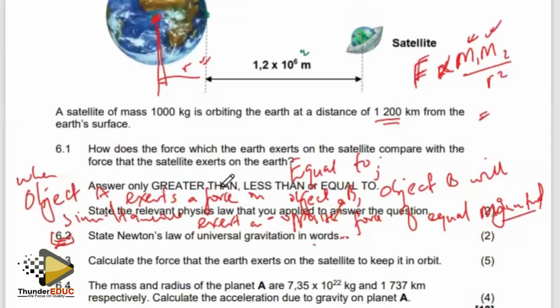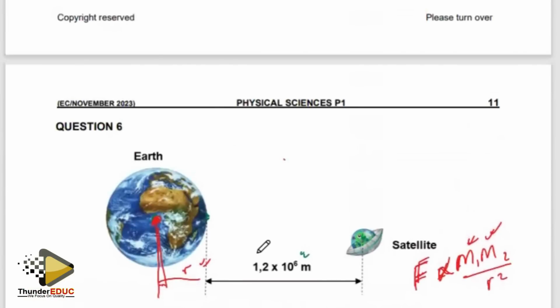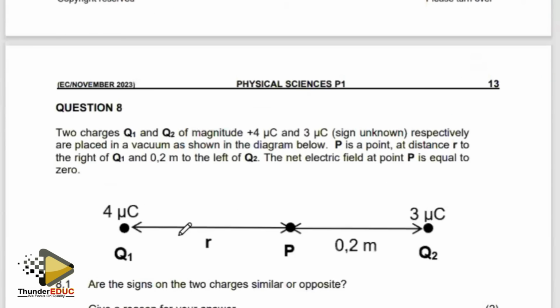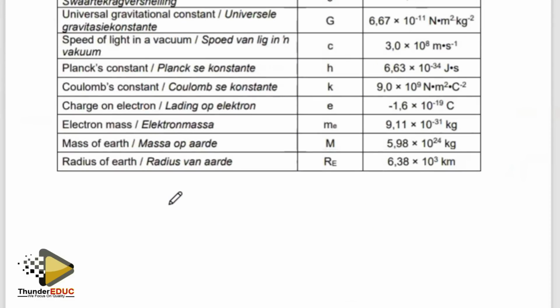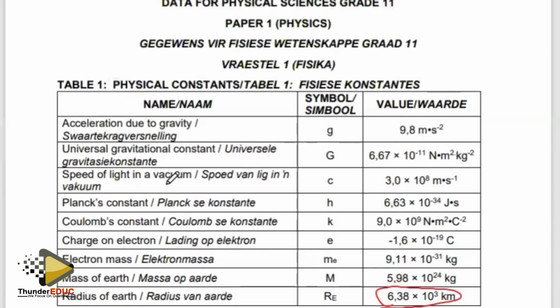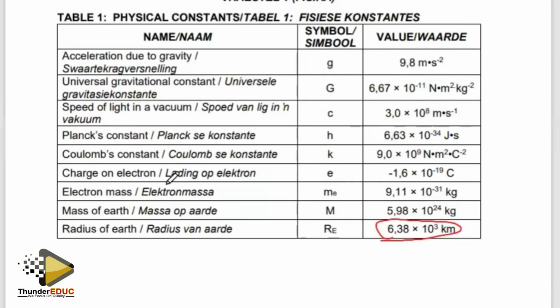Then 6.3, they want us to calculate the force that the Earth exerts on the satellite. So I think that's where we're going to have to do the addition. From our formula page, we know that the radius of the Earth, let's just confirm it. Radius of the Earth is 6.38 times 10 to get that. Which means if now we are converting this to meters, which means we have to multiply it by 1,000 again.